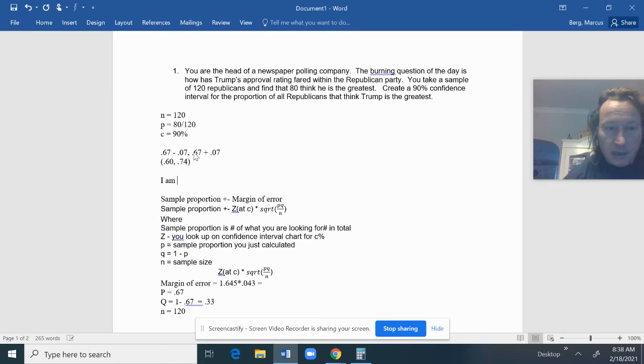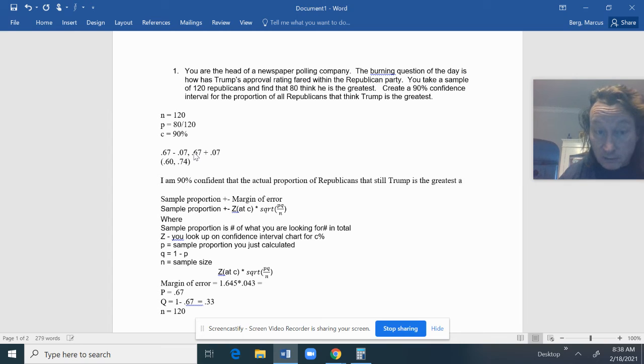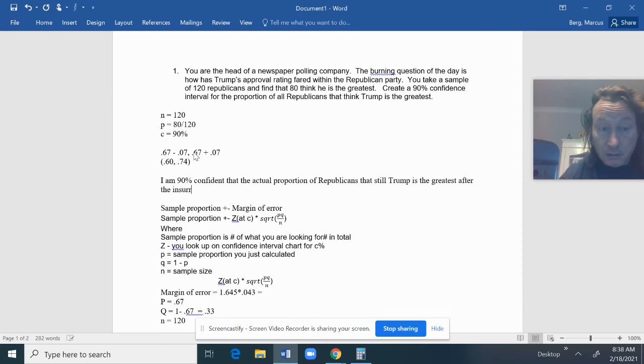And I am 90% confident. We're 90% sure that the actual proportion of Republicans that still think Trump is the greatest, even after the insurrection, is somewhere between 0.60 and 0.74, 60 to 74%. So he still has a good approval rating over 50.